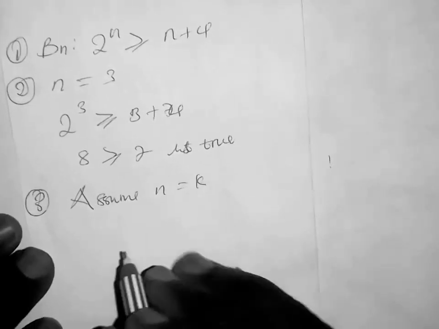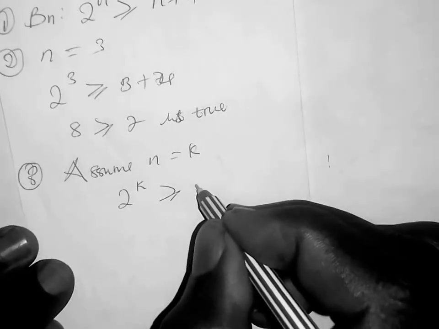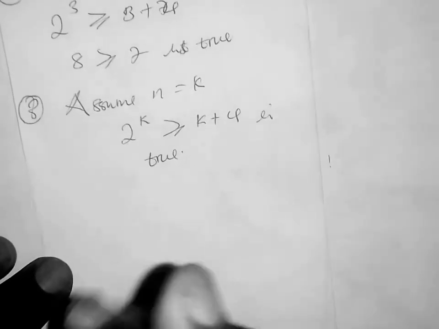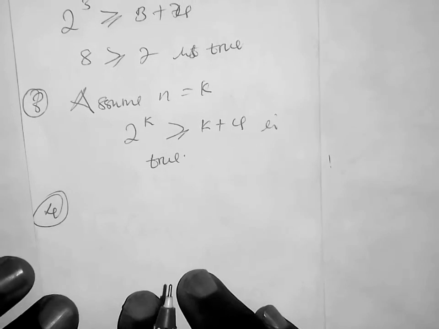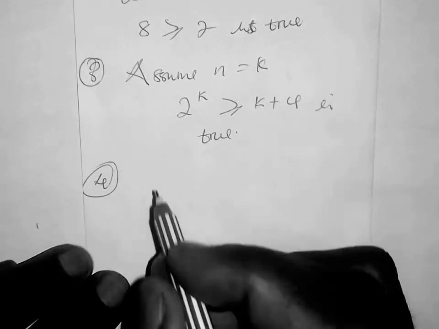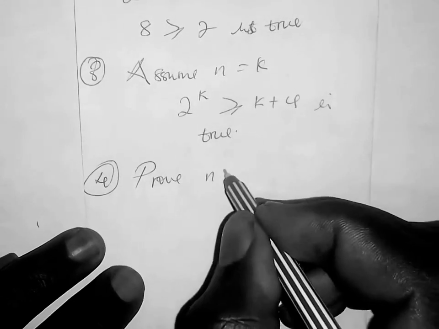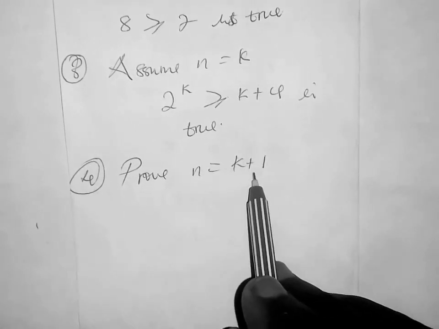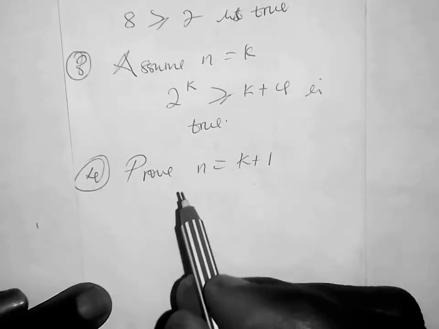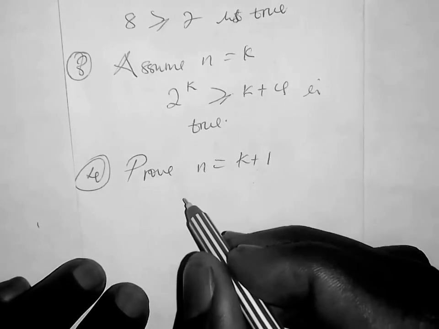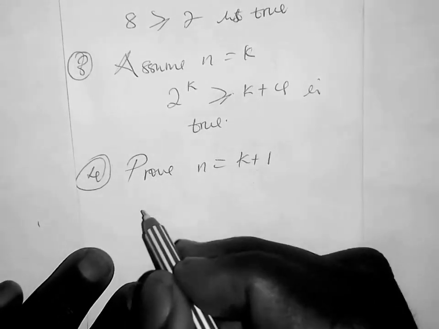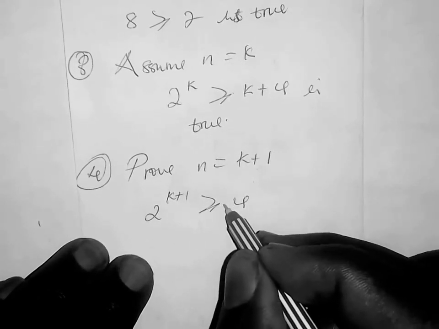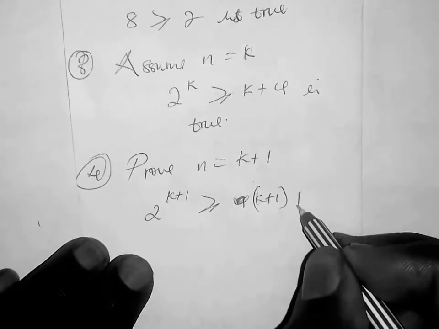Then our third step, you just assume for n = k, in our statement, 2^k is greater than or equal to k + 4 is true. So this one is always true. Then our fourth step, we prove for n = k + 1. Since this holds for n = k, now we need to prove it using mathematical induction. So you replace: 2^(k+1) is greater than or equal to (k + 1) + 4.